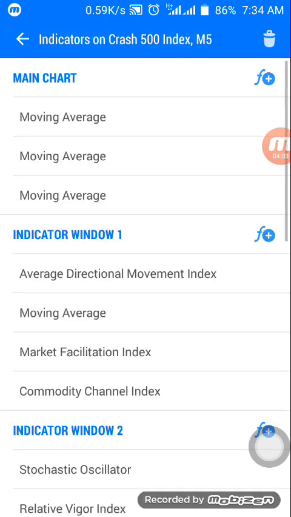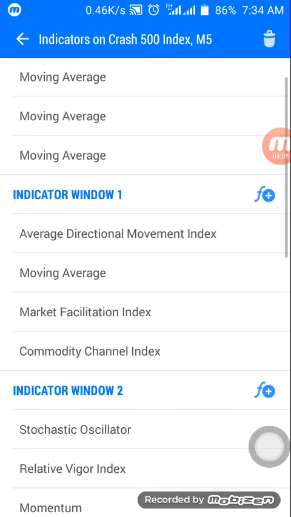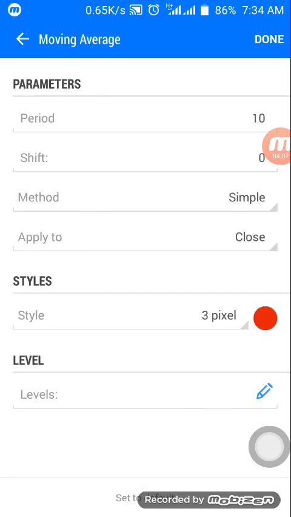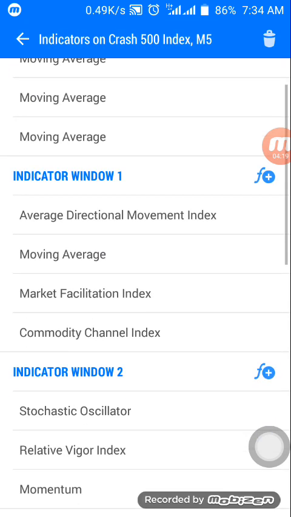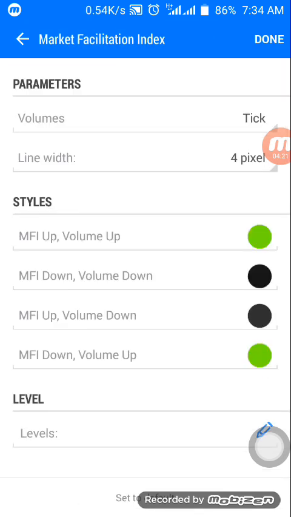Now the next indicator is the moving average. The period is 10, shift is 0, the method is simple, apply to close, and the line width is 3 pixel. The next thing on the list is the market facilitation index. The volume is tick, the line width I choose 4 pixel. You can choose any pixel of your choice. Now the styles, you could see the settings I have here.